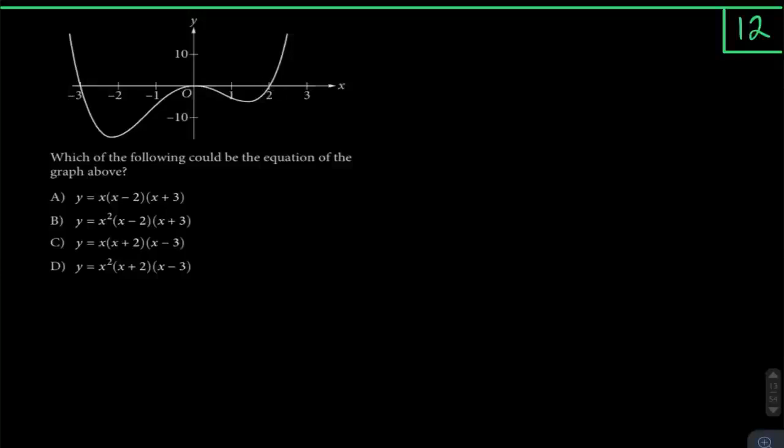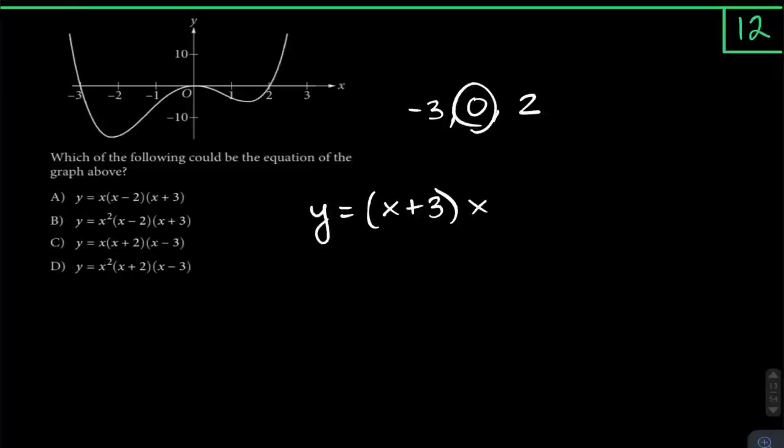So where do we know that there is zeros? We know that there is a 0 at -3, at 0, and at 2. So you would think that, okay, well then y would be, you switch the signs, x plus 3, x, right? That's what x would be for 0, right? And then you'd have x minus 2. And that right there is choice A, right? So that would be your answer?